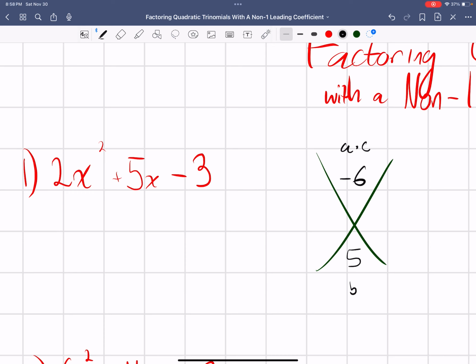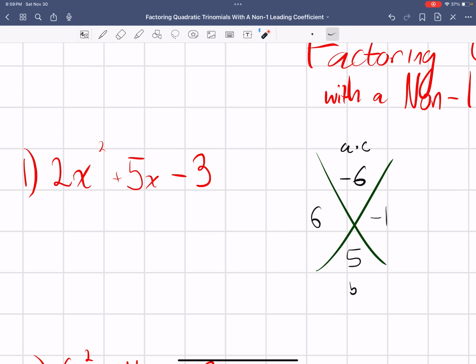And so now we need 2 numbers that multiply to the top, but add to the bottom. So we need 2 numbers that multiply to -6, but add to 5. And so, easy to find those 2 numbers. It's 6 and -1. 6 times -1 is -6, but 6 plus -1 is 5. So we found our 2 numbers.